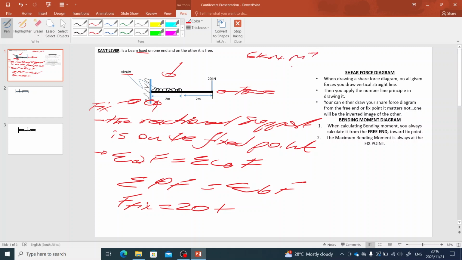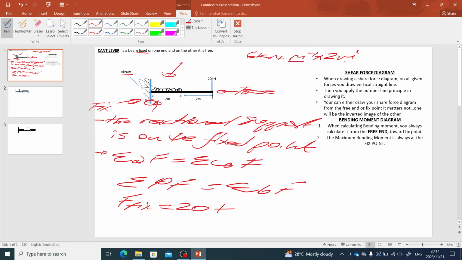Now, in interpreting it, you are simply saying for every meter there's 6 kilonewton. How many meters do we have here? 2. It means how many 6 kilonewtons? We have 12, because for every meter there's 6 kilonewton. It means 6 plus 6 equals 12. Then it will be multiplied by 2 meters. Don't forget that it is per meter.